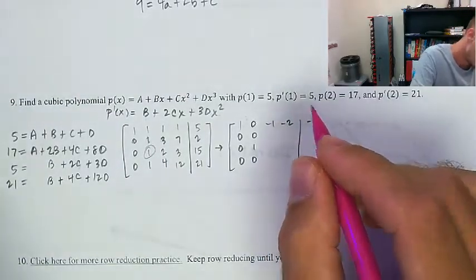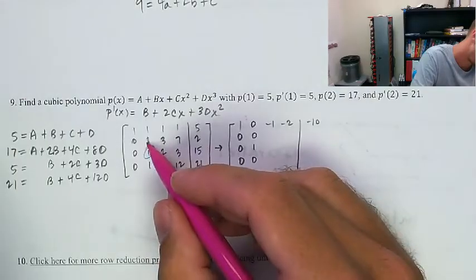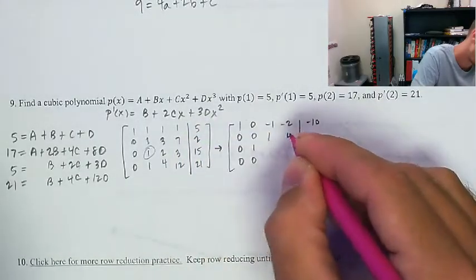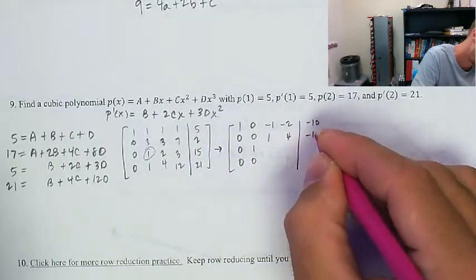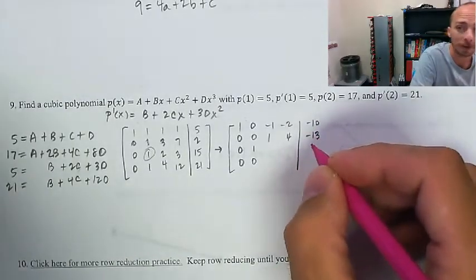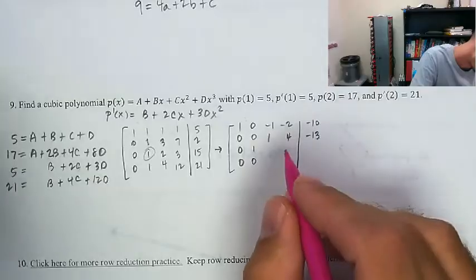Okay. Then I'm going to take row 2 and I'm going to subtract row 3. So 1 minus 1 is 0, 3 minus 2 is 1, 7 minus 3 is 4, 2 minus 15 is negative 13. Okay. Over here this isn't looking good, but I have faith, right?